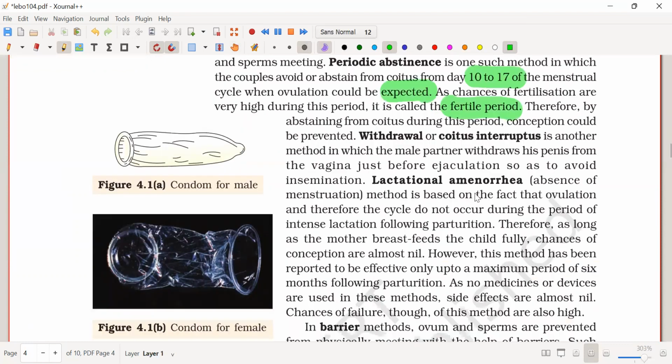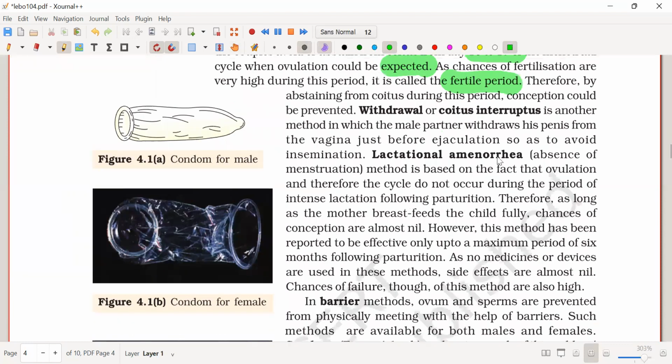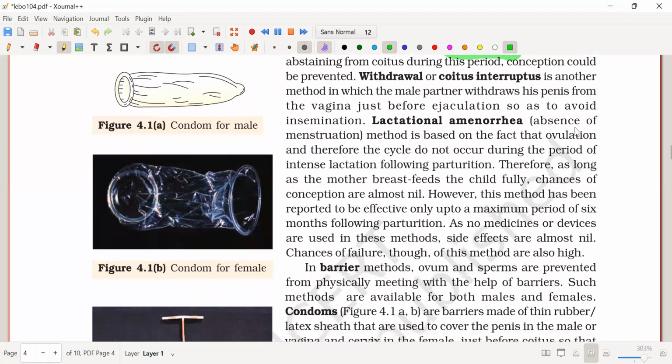Lactational amenorrhea, absence of menstruation, method is based on the fact that ovulation, and therefore the cycle, do not occur during the period of intense lactation following parturition. Therefore, as long as the mother breastfeeds the child fully, chances of conception are almost nil. However, this method has been reported to be effective only up to a maximum period of 6 months following parturition.